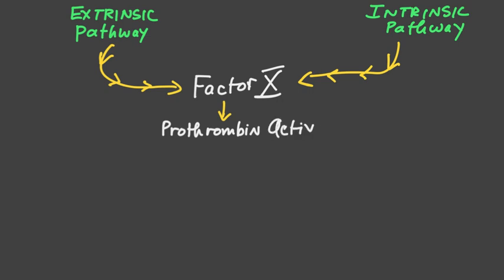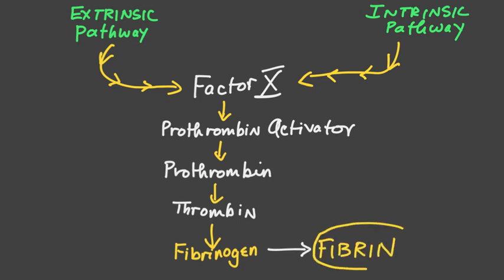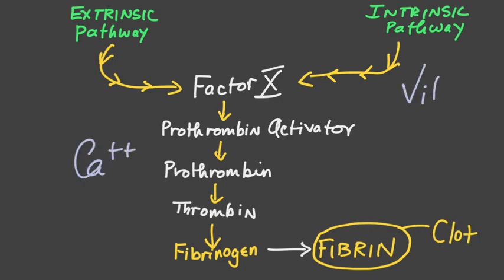it activates prothrombin activator. Prothrombin activator obviously activates prothrombin. Pro means before. So if you remove the pro from there, prothrombin then becomes thrombin. And thrombin is the one that ultimately converts fibrinogen to fibrin, which is the clot. So this occurs in a domino effect. In order to do this, calcium is necessary as a cofactor.